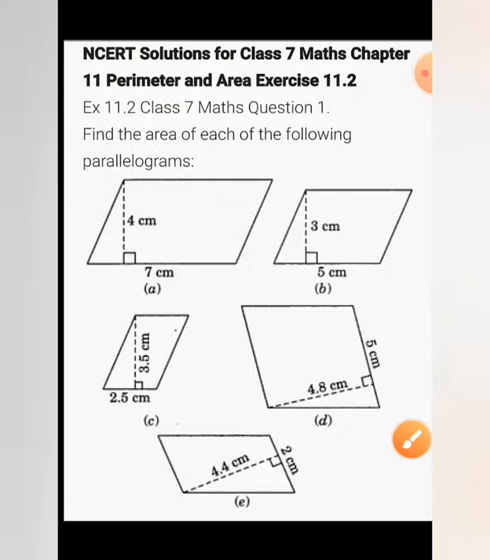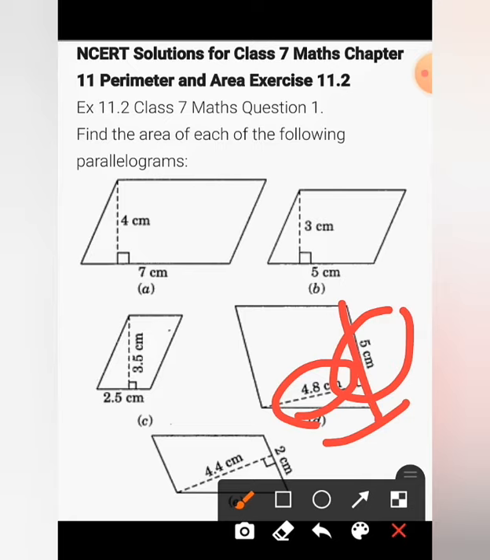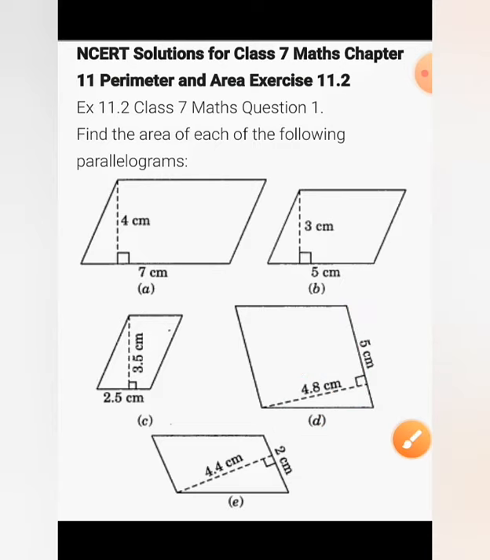Now part D, we will see figure D. This is our height, 4.8 centimeter, and this is our base. Base is given on this side now. Base and height can be given anywhere, so you need to see the figure carefully. Now we need to multiply these both.